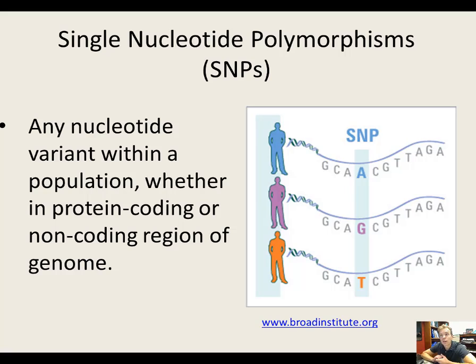SNPs, or single nucleotide polymorphisms, are variants within a population at a specific base. These bases could be in protein coding genes, or they could be intergenic, meaning not in a gene, and they vary between different members of a population. On the right-hand side is a diagram showing this particular position, which is an A on the top, a G in the middle, and a T on the bottom. These three individuals would be divided into three different populations based on their SNP.